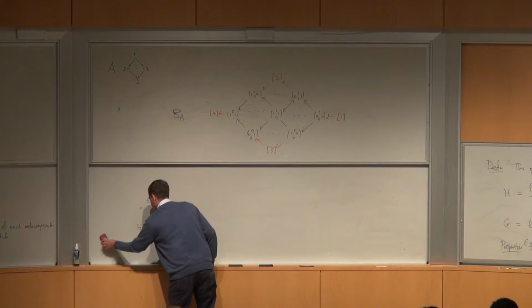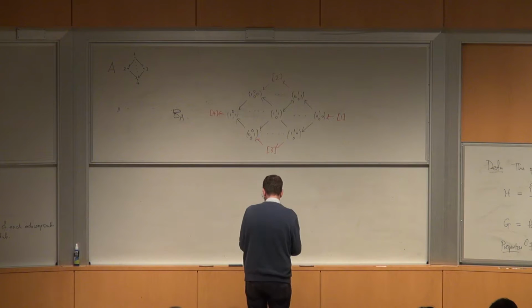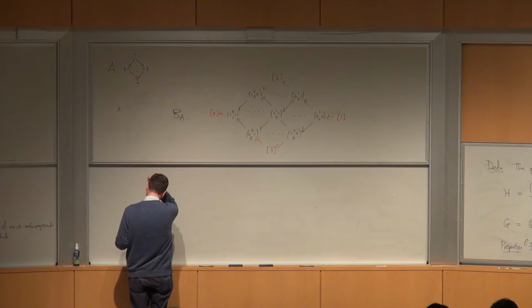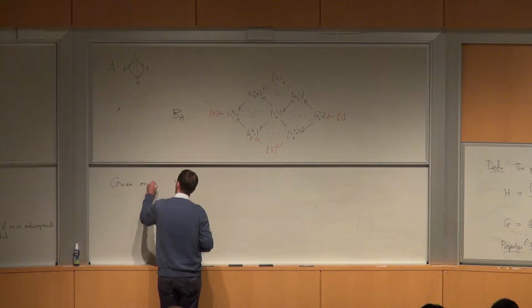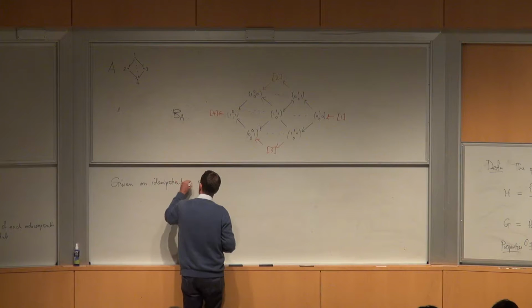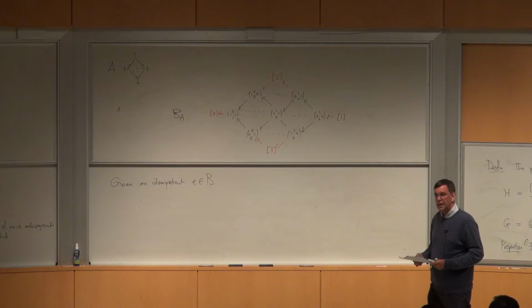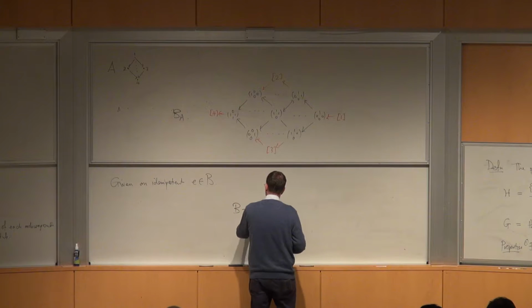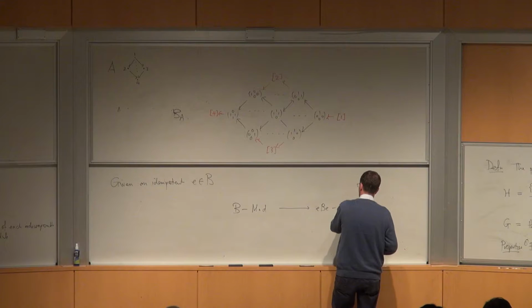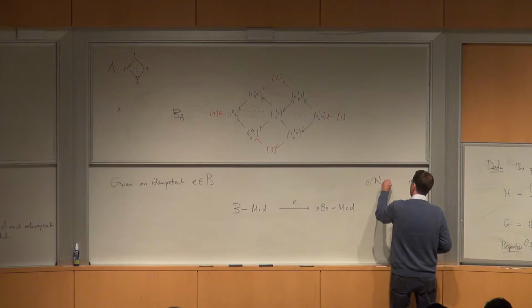And the general setup for doing this is as follows. Given an idempotent E in an algebra B, where B is now going to be an arbitrary algebra, because this is such a nice thing, it's worth knowing all this. Given an idempotent E, there is a functor from B-modules to EBE-modules, which is also called E. That functor E of a module N is just left multiplication by E.